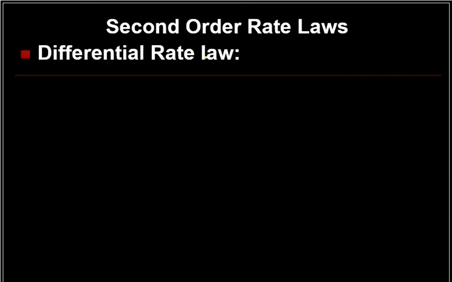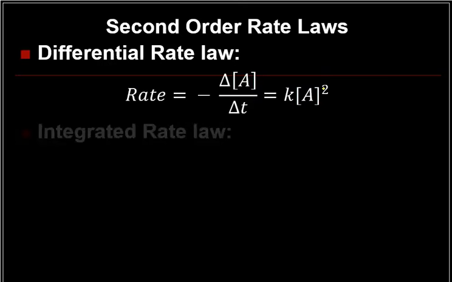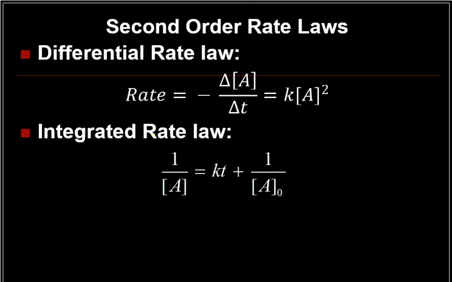So for second order, the differential rate law looks like this. This again is telling you that this is a reactant because of the negative sign. The reactant is A, so it's with respect to A. So the rate is k[A] squared, which is your second order rate law. The integrated rate law would look like this. Looks kind of the same, but yet a little different.